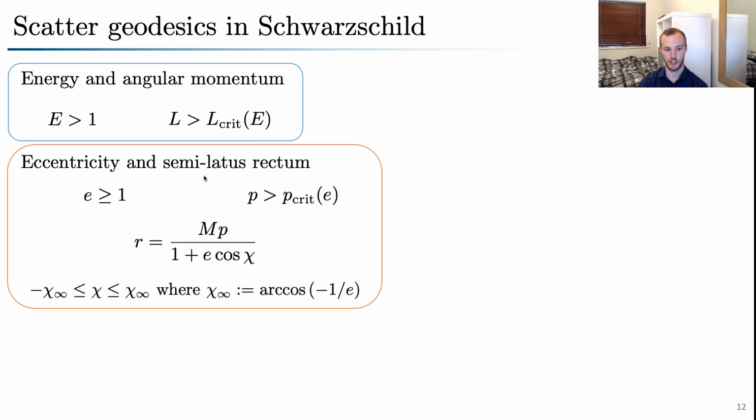parameterization with eccentricity and semi-latus rectum, and for this, for scatter, E must be greater than or equal to 1, and again there is a critical value of p for a given E that p must be greater than for it to not plunge. Now in this parameterization there is a useful quantity, chi, and this chi is useful because it is bound for r equals infinity. So it's bound between minus chi infinity and plus chi infinity, where chi infinity is defined in this equation, the limit that r goes to infinity.